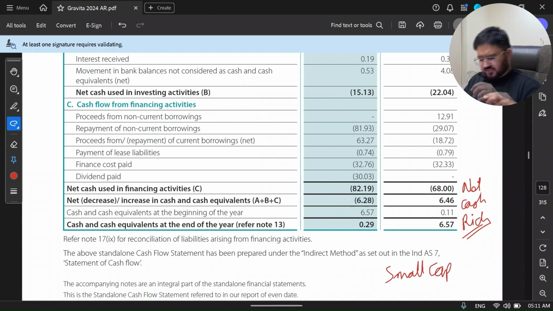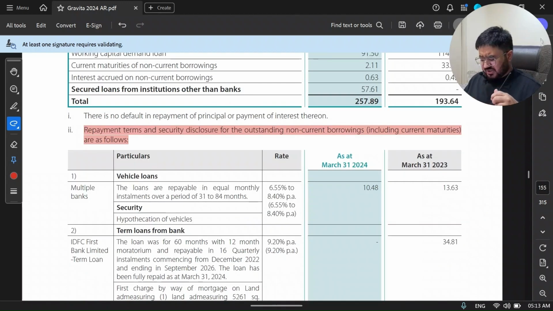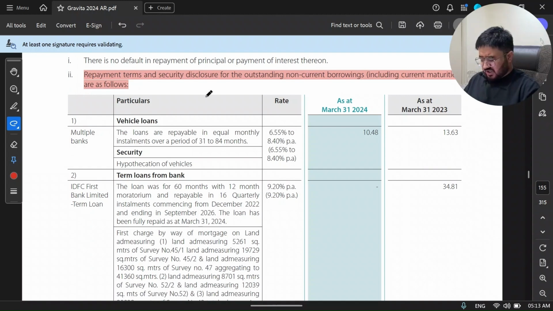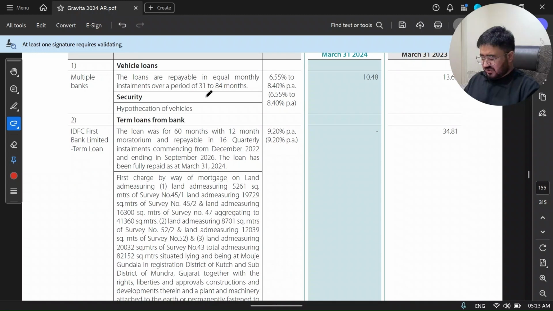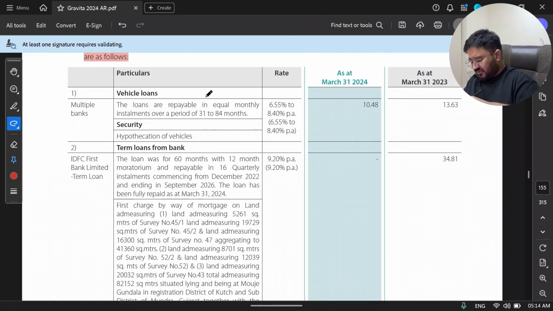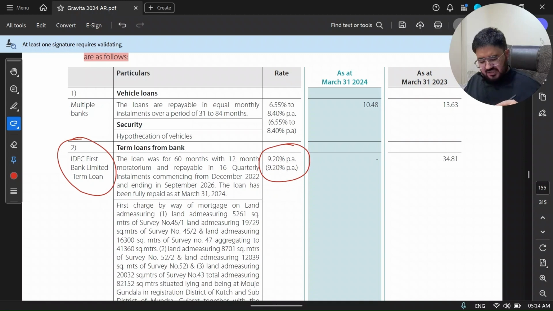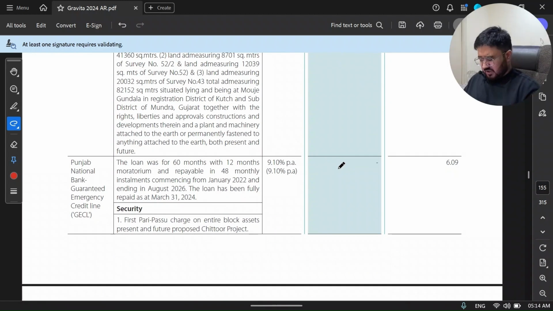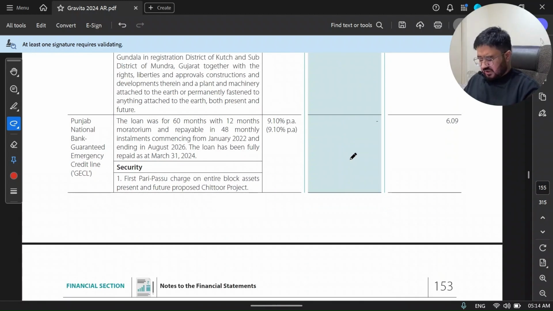Small cap companies. Well, this is an important subsection in the annual report, which I think you should always have a look at: the repayment of the loans. In this section, it tells you from which bank the company has taken the loan, at what rate of interest, and what's the current status. So as of March 31st, 2024, the company has paid the total loan amount for IDFC Bank. And if you scroll down, it gives you all the banks and the current status of the loan.